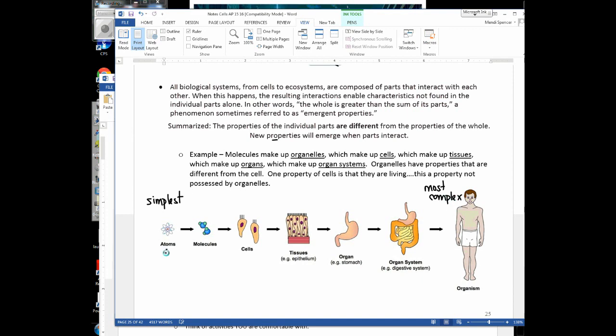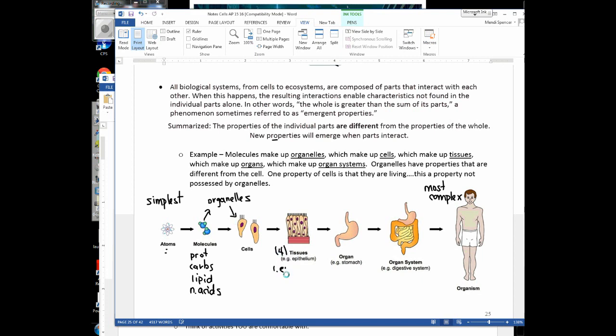You ultimately are made of atoms, like carbon, hydrogen, oxygen, nitrogen atoms, and they come together to form molecules like proteins, carbs, lipids, and nucleic acids. These molecules make up organelles. I'm going to put organelles up there. Organelles make up cells. Cells make up tissues, and there's 4 different types of tissues.